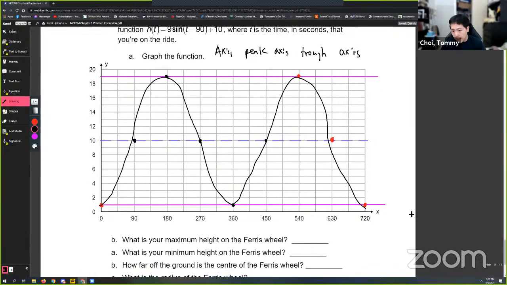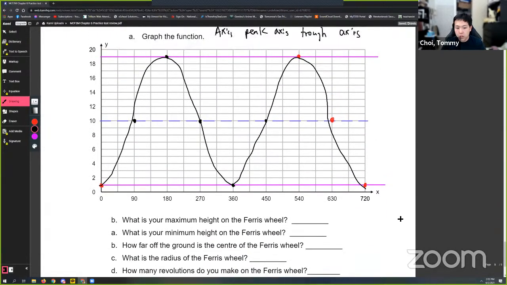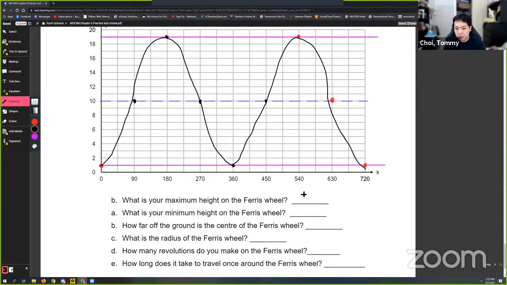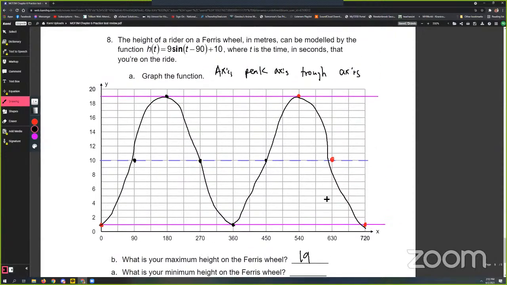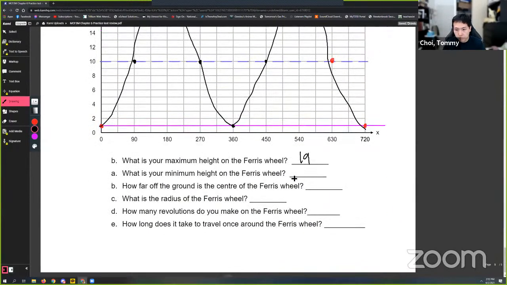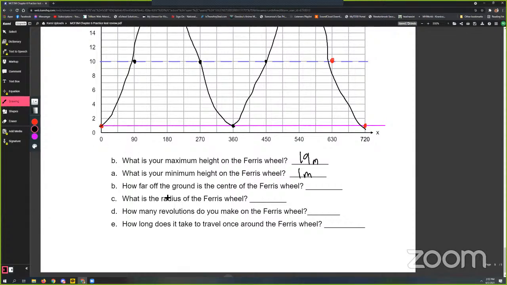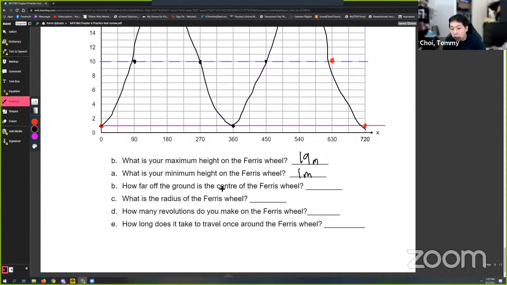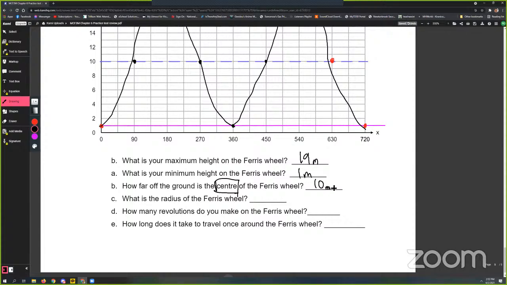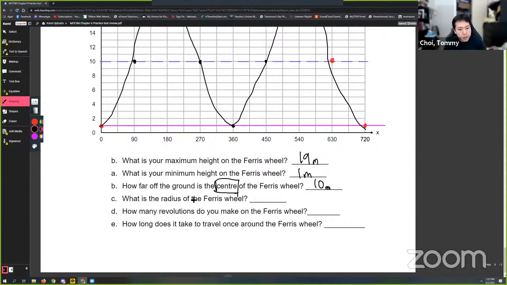Now we answer the 6 questions. What's my maximum height? No one should have an issue with this question. Thank you. 19. 19 what? It would be 19 meters. Don't forget your units. Minimum height, 1 meter. It's the trough. How far off the ground is the center of the Ferris wheel? 10 meters. The equation of the axis. Very good. What is the radius of the Ferris wheel?